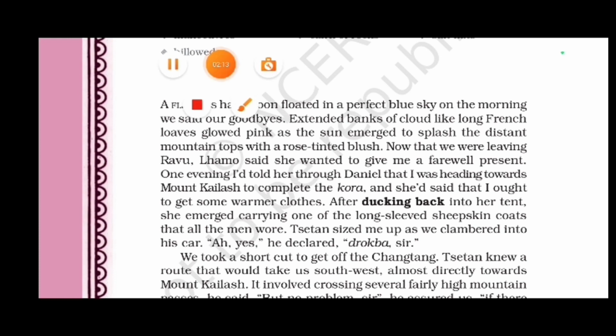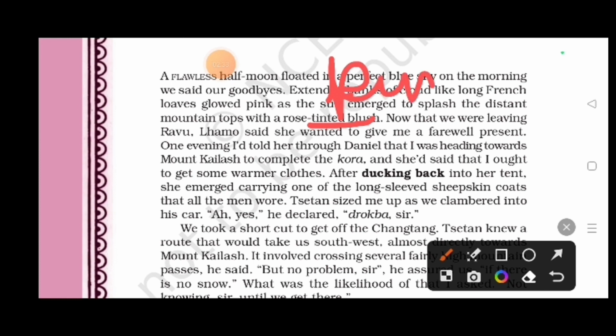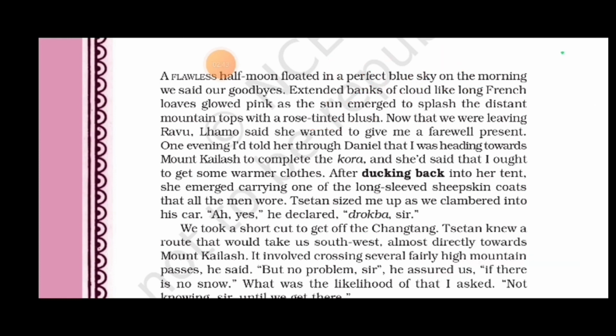Okay, who? The writer. And then it says, extended banks of clouds like long French loaves glowed pink as the sun emerged to splash the distant mountain tops with a rose tint blush. Rose tint blush means pink. Now it is talking about extended banks of cloud. He is talking about the sky, like long French loaves, loaves of bread. Now I will show you bread. The bread is cut into half, but some breads are not cut into half, but it is talking about the sky, like it was a loaf of bread.